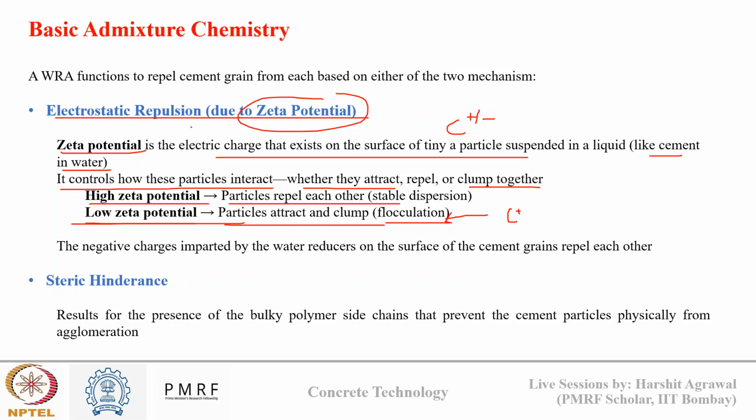However, due to addition of admixtures, these dispersing agents can increase the charge density over the cement grain, and they can make the cement grain go from low zeta potential to high zeta potential. Okay, so the negative charge imparted by water reducers on the surface of cement grains makes them repel each other, and in this way it can cause dispersion. So either it can be due to steric hindrance due to the side chain, or it can be due to the negative charge imparted by the superplasticizer, which can cause repulsion.